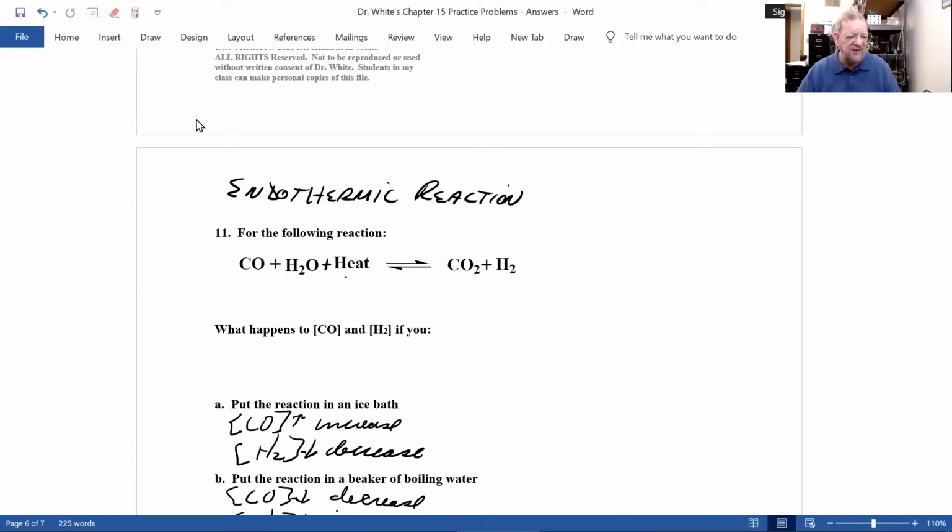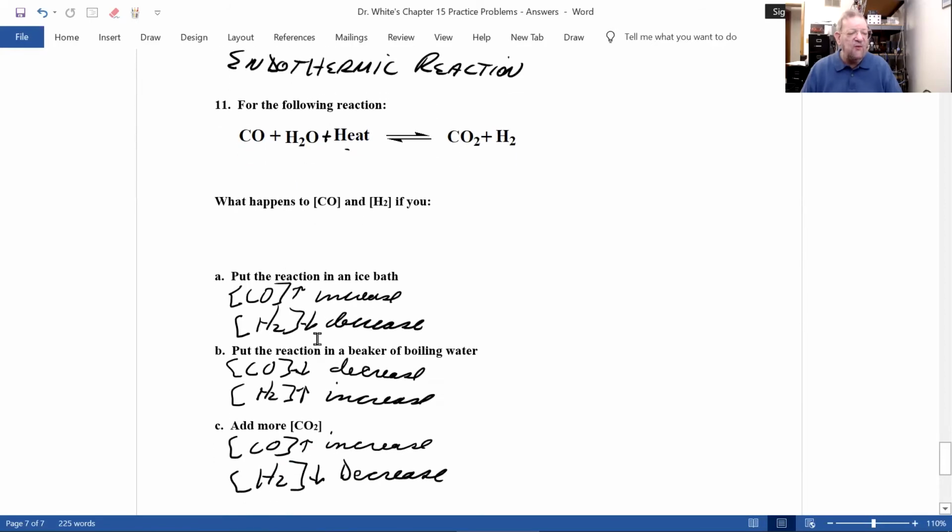Because heat is on the left side. Now, once again, it's an equilibrium. At equilibrium, there's a certain amount of CO, carbon monoxide, water plus heat, in equilibrium with CO2, carbon dioxide, and hydrogen. And the question is, what happens to CO concentration and hydrogen concentration when you put it in an ice bath?